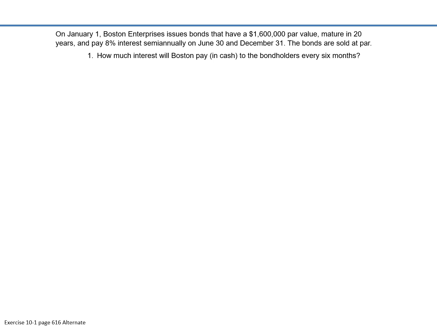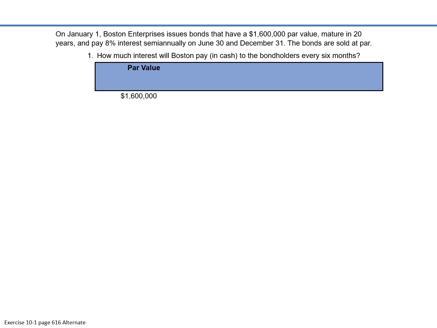All right, so how much interest will Boston pay in cash to the bondholders every 6 months? Par value times the semi-annual contract rate, which is 8% times 50%, so 4% every 6 months, equals a semi-annual cash payment of $64,000.